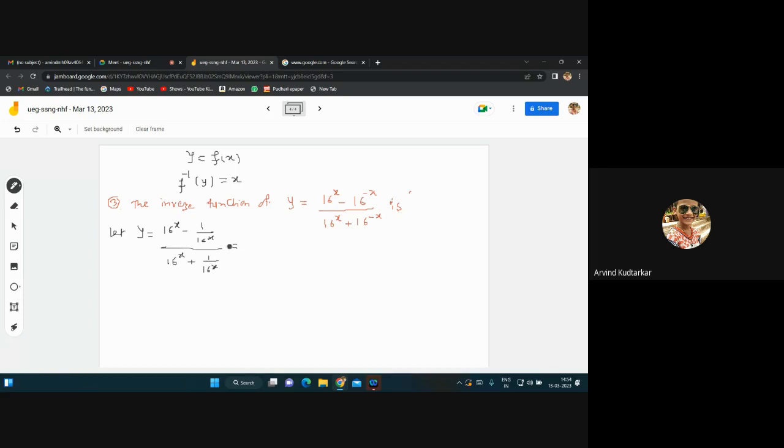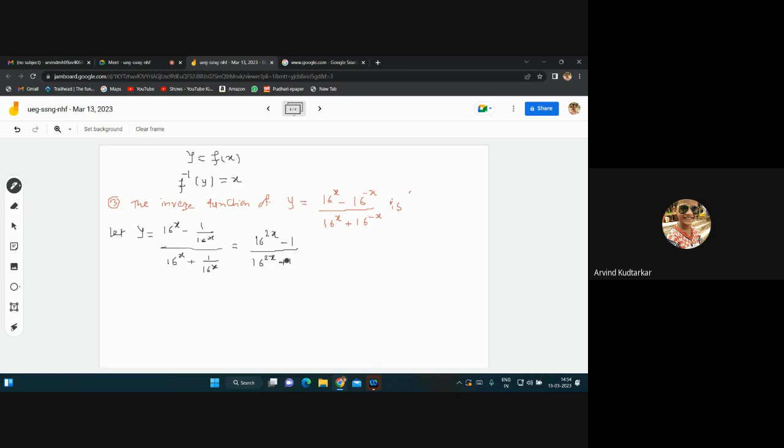So what is that LCM? The LCM is 16 raised to x into 16 raised to x, that is 16 raised to x whole square, 16 raised to 2x. So we get (16^(2x) − 1) upon (16^(2x) + 1). The term 16 raised to x will cancel from numerator and denominator after the LCM. So the term you will get is (16^(2x) − 1) upon (16^(2x) + 1). You will get this value.